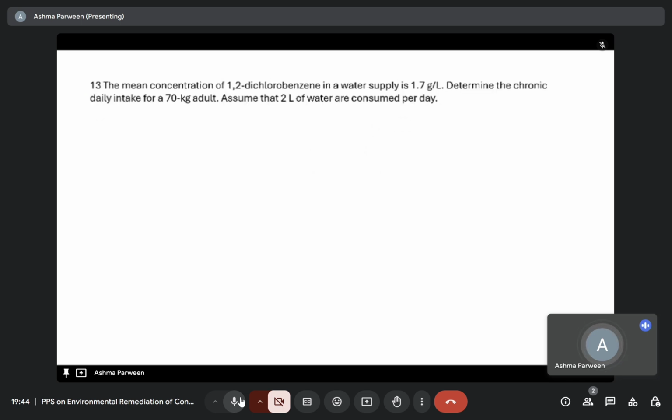So the question is the mean concentration of 1,2-dichlorobenzene in a water supply is 1.7 micrograms per liter. Determine the chronic daily intake for a 70 kg adult. Assume that 2 liters of water are consumed per day. So we have to find out the chronic daily intake, and everything is given. So I will give you all 3 minutes. Just take your time, try to solve the question, and then we will see what is the correct answer.